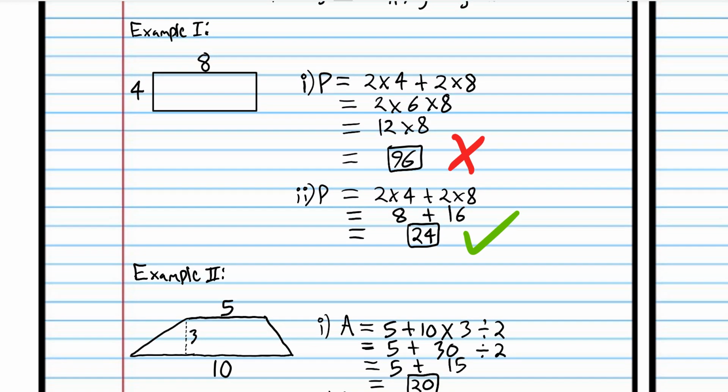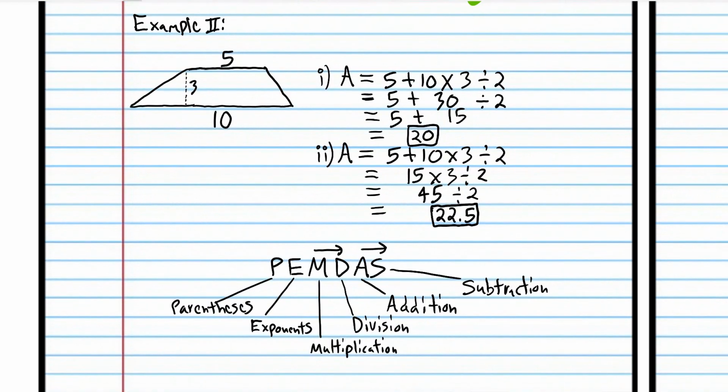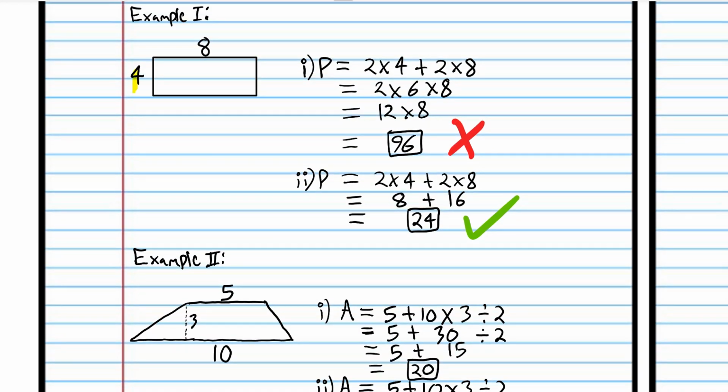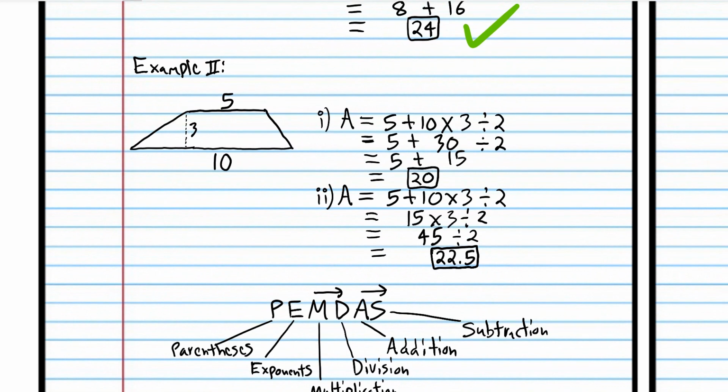So now let's go down to example number 2. In example number 2, we're going to find the area of a trapezoid. Now you've already found the area of a rectangle. You just multiply the length and the width. The area of this rectangle, for example, would be 4 times 8, which is 32 square units. But we're going to find the area of a trapezoid. We've not learned trapezoids yet, but that's okay.